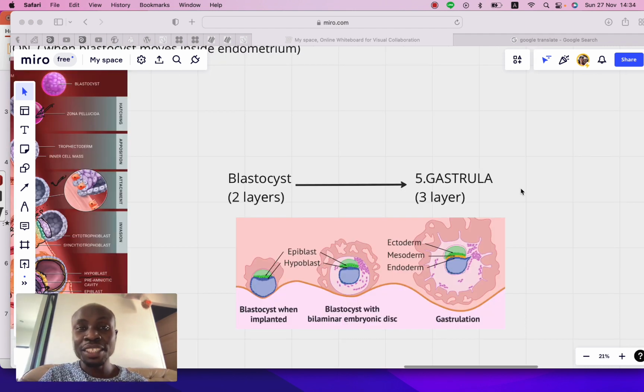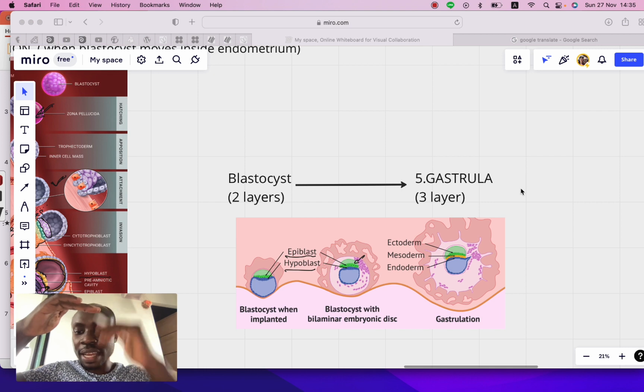Next, the blastocyst, which has 2 layers, epiblast and hypoblast, is going to now change to form a gastrula, which has 3 layers. Now, let's look at how that happens. So we have here the epiblast and the hypoblast. Now, the cells of the epiblast, these green cells, are now going to divide and move down.